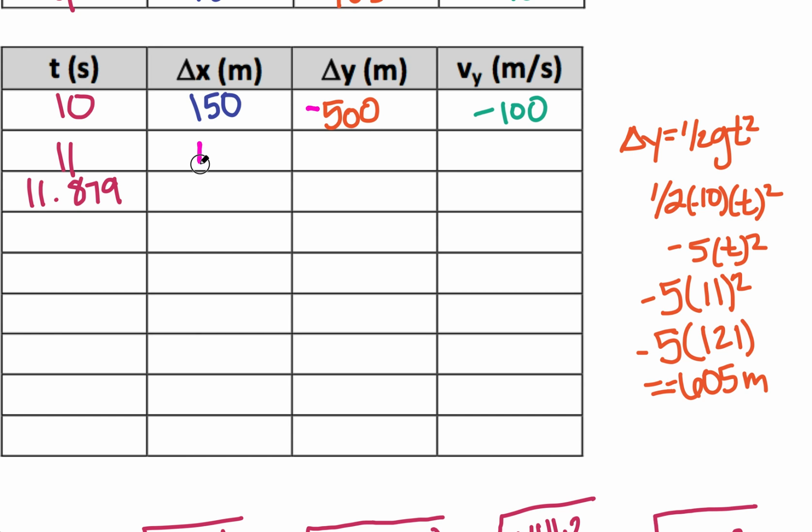Or yeah, so it's 165 meters. Our delta y is increased by this equation here. Well, let me start at the top. 1/2 times negative 10 is negative 5. We have t squared. Our t is 11. 11 squared is 121. Negative 5 times 121 is negative 605. So at 11 seconds, our delta y, or our vertical displacement, is negative 605 meters.